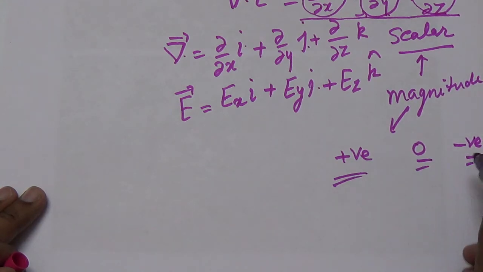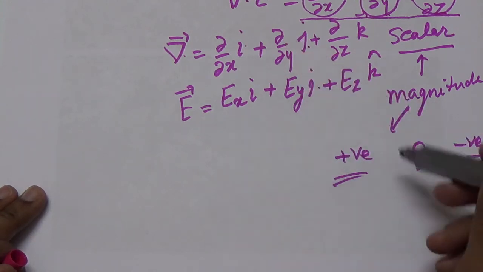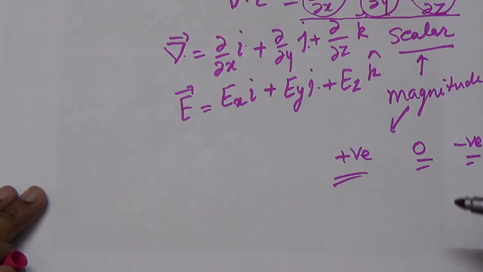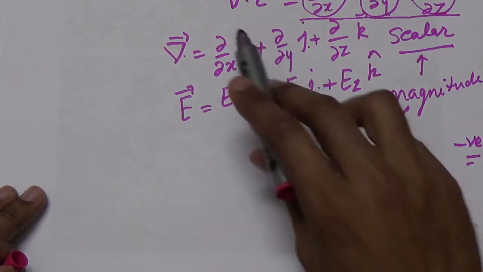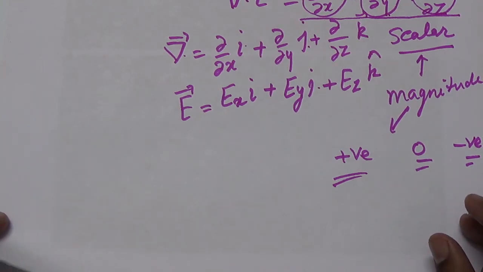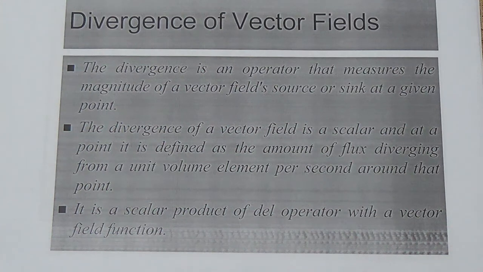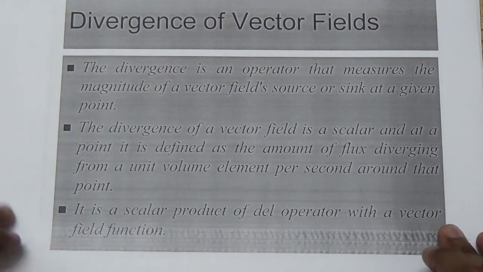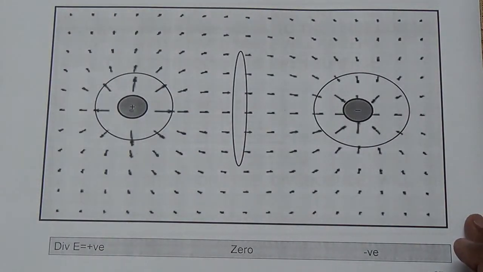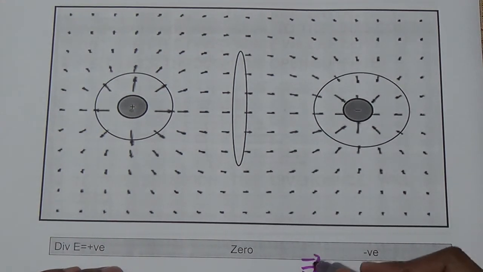If I get a positive result, what will be the physical meaning of this? When I get zero, what will be the physical meaning? When the result is negative, what will be the conclusion? If the divergence of E is zero, what will be the conclusion? What will be the physical meaning of this result? So now we have to see the interpretation of this result. What will happen when the result is positive, negative or zero? So this is the physical picture of the divergence of the electric field.